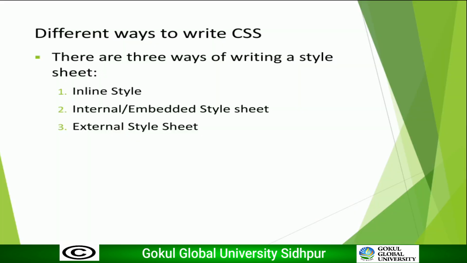We can say there are three levels of cascading style sheet, or three ways of writing a style sheet: inline style sheet, document level style sheet, or external level style sheet. And from a priority point of view, inline style sheet has the highest priority, in comparison with external and internal style sheets.